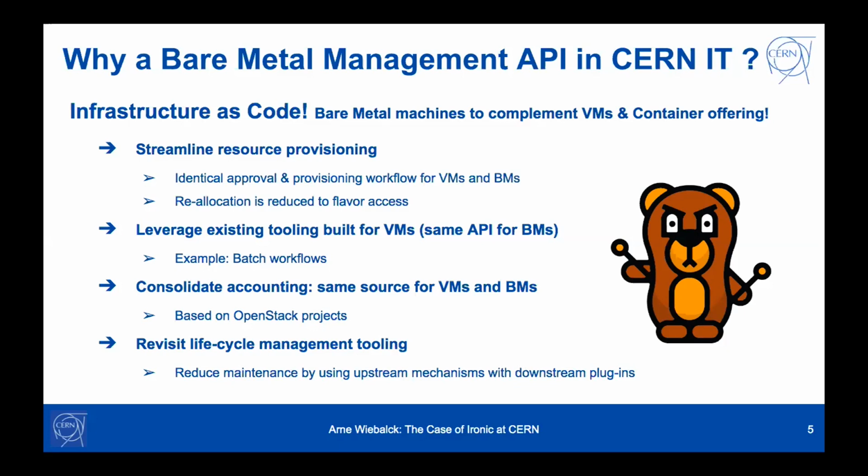Another issue that we had is accounting. So we needed to know who is using how much of our resources. And before Ironic, the sources to feed into the accounting were split because they were coming from different sources for virtual machines and bare metal nodes. Since now everything is based on OpenStack projects, the source for the accounting is the same, and this simplifies the accounting a lot.